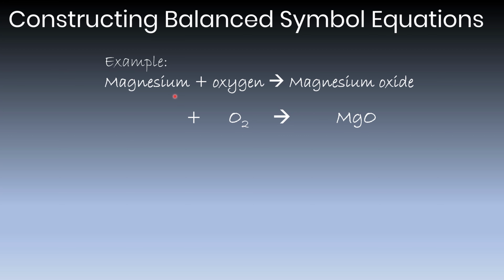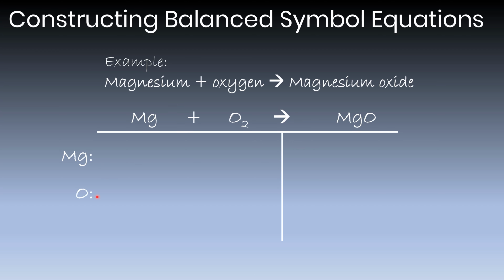Metals always have just their symbol as their formula when they're not in a compound, so magnesium is just Mg. We now need to balance this equation. We're going to count the number of magnesium and oxygen atoms, both in the reactants on the left and in the products on the right.